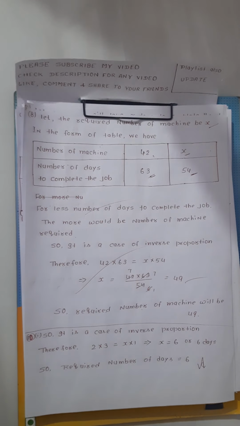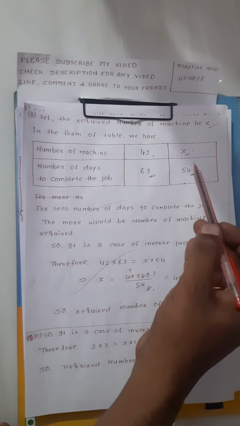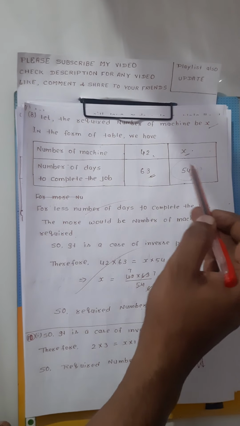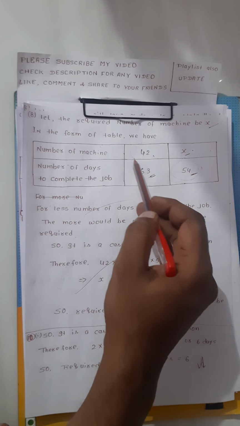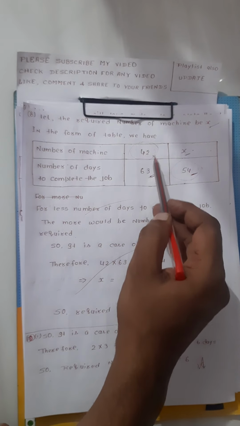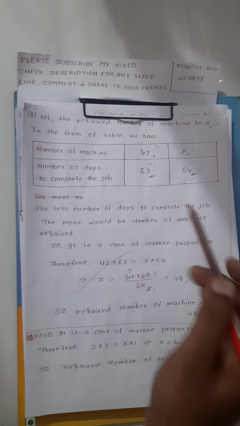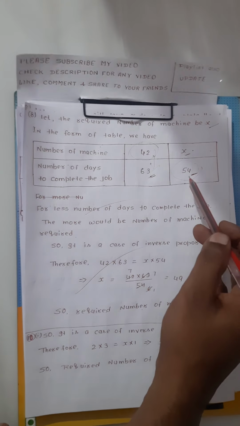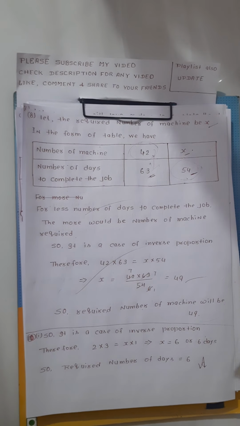So if we put in 49 machines, then it is possible that the job will complete in 54 days. Otherwise, if we use 42 machines, then it will take 63 days. So we will have to put in 49 machines to complete the job in 54 days. Okay, understand?